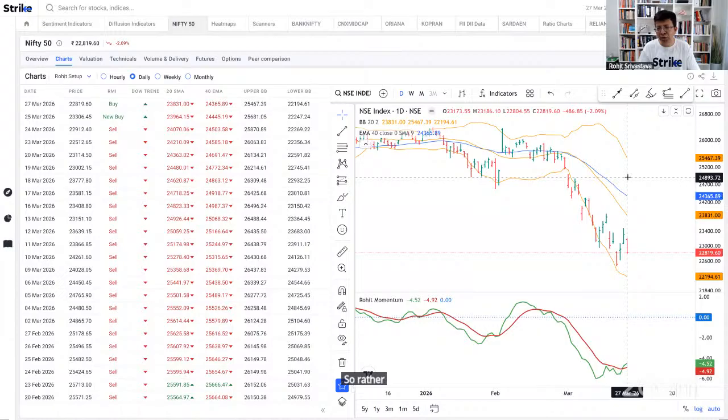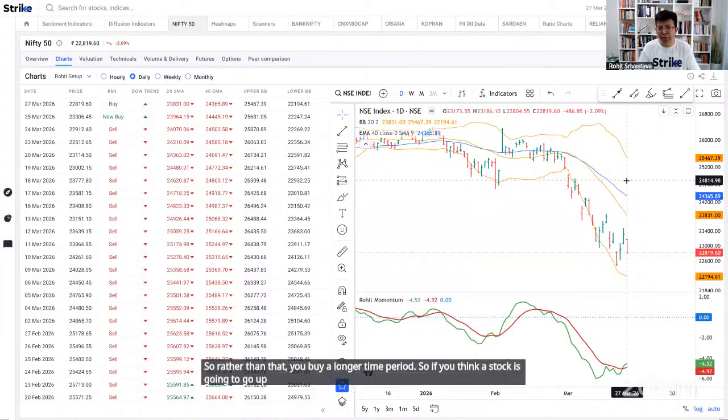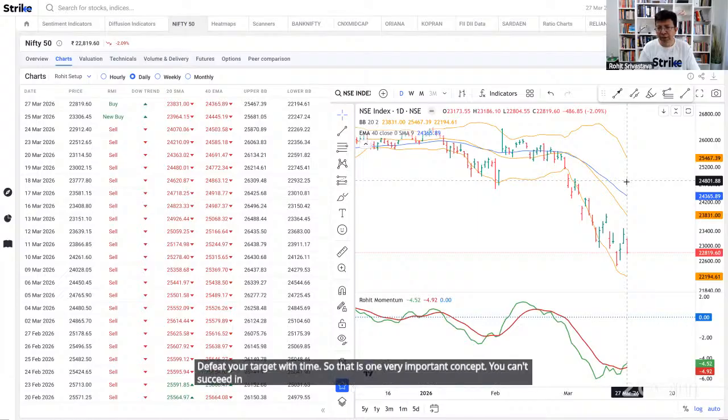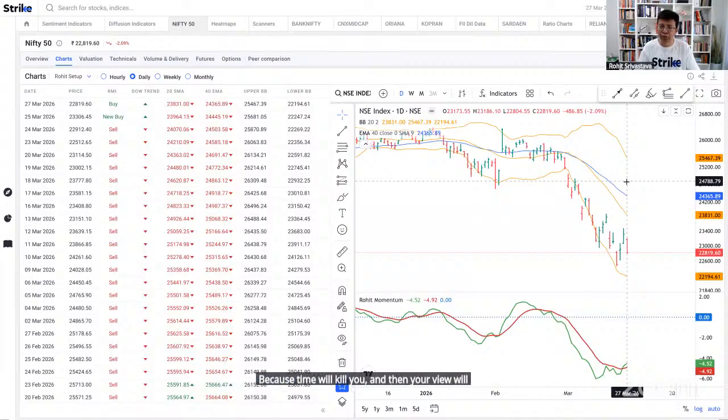So rather than that, you buy a longer time period. So if you think a stock is going to go up in 10 days, buy a 1 month option. Don't buy a 10-day option. Defeat your target with time. So that is one very important concept. You can't succeed in options trading if you are going to buy less time. Because time will kill you and then your view will go right. Then you say, हाँ मैं तो सही था but मेरा पैसा zero हो गया.